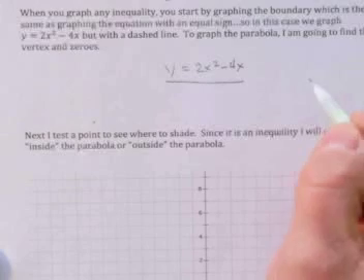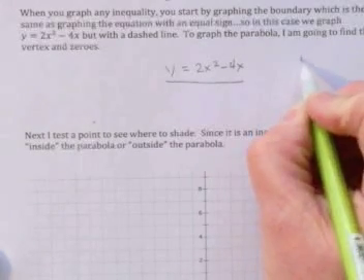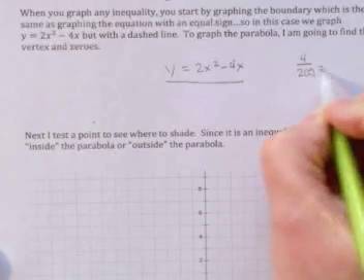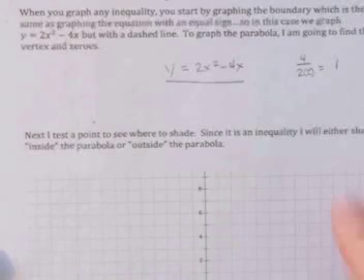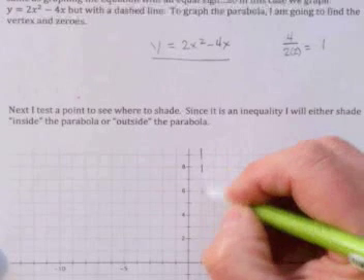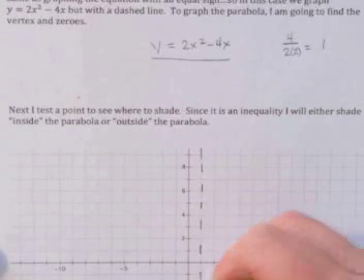So the first thing I'm going to do is find the vertex, and that is at negative b over 2a. And it looks like the x value of the vertex is 1, or I have an axis of symmetry where x is equal to 1. So I can graph my axis of symmetry.